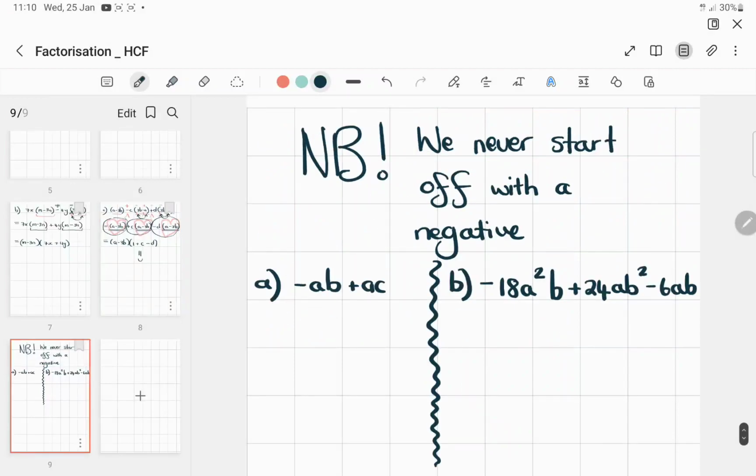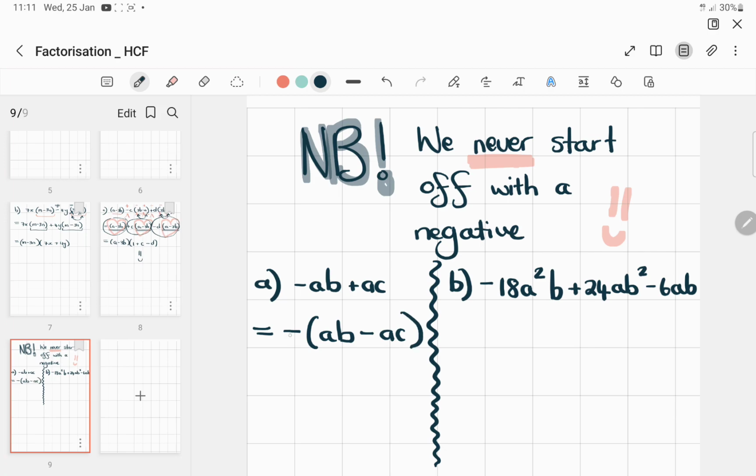I just want to quickly, I thought I was done. Let me quickly, just very, very important, NB. We never ever start off with a negative. So always start with a positive note so that we are happy. So never ever do we start off with a negative with factorization. So just always remember, when you take out a negative, it will change all the signs that we have there. The negative AB will become a positive AB, and the positive AC will become a negative AC.